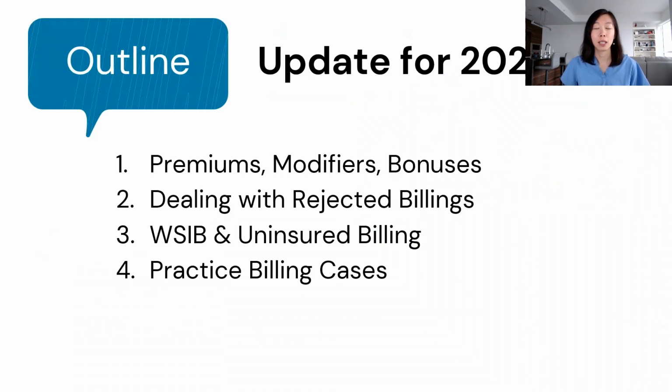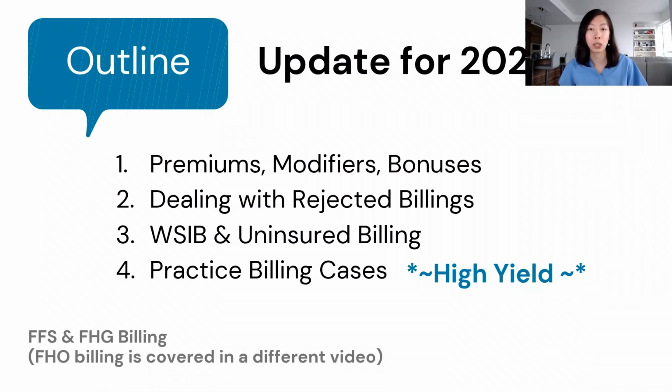So this lecture is going to be updated for 2024, as there's been a lot of changes to billing codes since the last time I did a lecture like this on YouTube. So in this lecture, we're going to talk about the differences in remuneration between fee-for-service, FHO, and FHG models, as well as premiums and bonuses, billing rejections, and the highest yield part, the billing practice cases. This is where you really learn how to bill. Note that this lecture will be geared more towards fee-for-service and FHG billing, as FHO billing has different rules that need a lecture on their own.